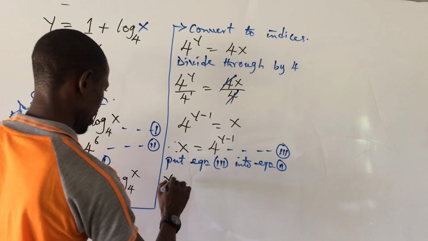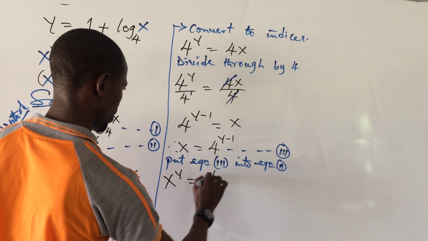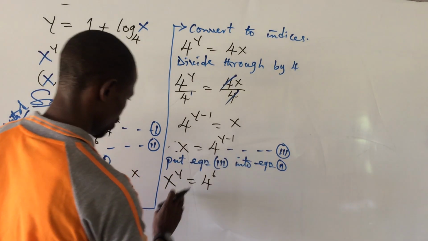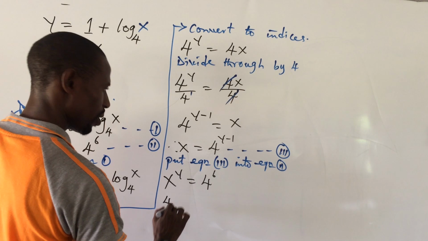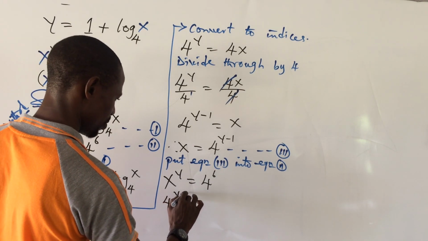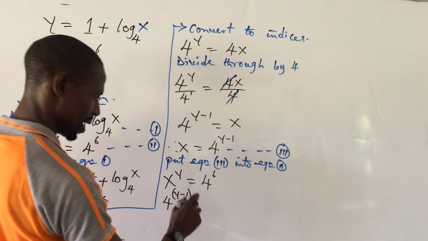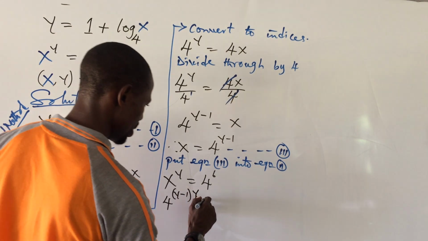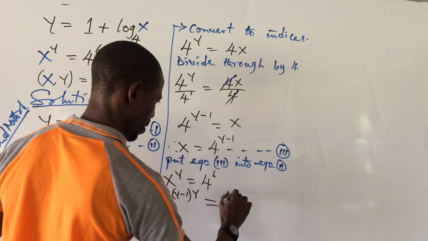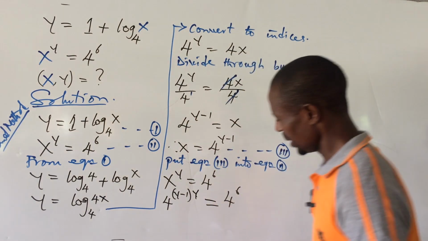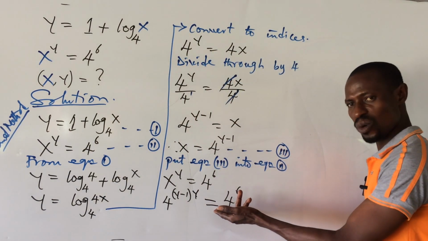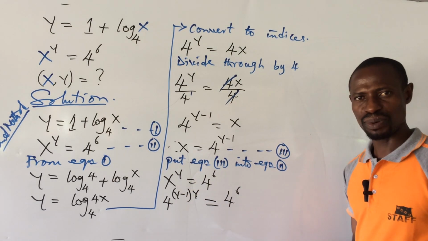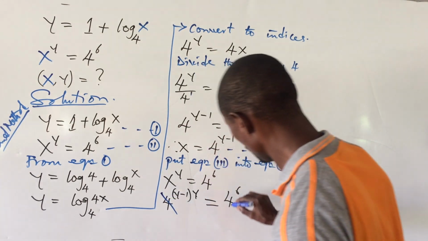Our equation 2 says that x to the power of y equal to 4 to the power of 6. So wherever we see our x, we put equation 3 into it. And so this will give us 4 to the power of y minus 1, close bracket, raised to y, equal to 4 to the power of 6. You can see that the bases are the same and there is an equality sign here. So the bases will take care of themselves and we can equate the exponents.